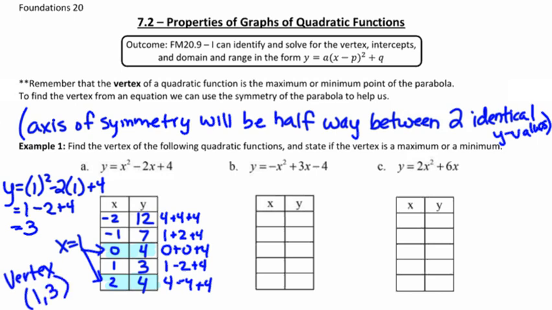And state if the vertex is a max or a min. Well, we said earlier our a value is positive, so it's opening up. So I know that this is also a minimum value. B, making a table of values. This graph is opening down. I have a negative a value, so I'll have a max value here. My vertex will be a max.